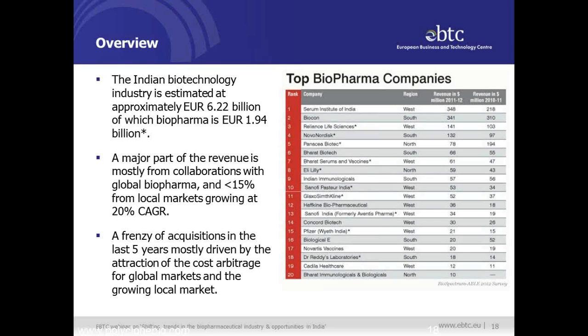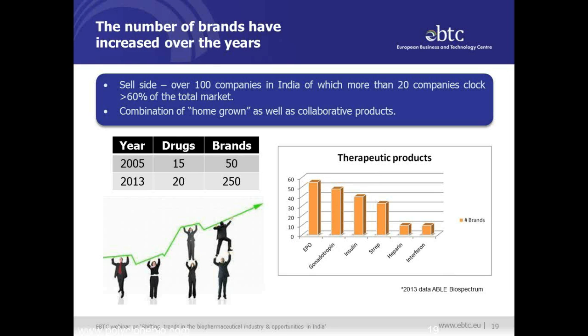So what we see in terms of overall number of companies in India is still hovering around 100 to 120, about 120 companies approximately, and still 60% of the total market is controlled by the top 20 companies. There is also a lot of combination between homegrown companies, and the story behind that is that we've seen the central government supporting a lot of vaccine development.